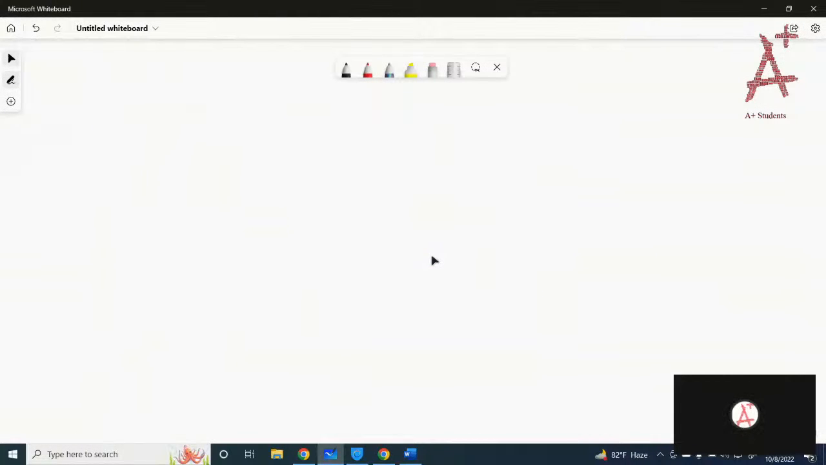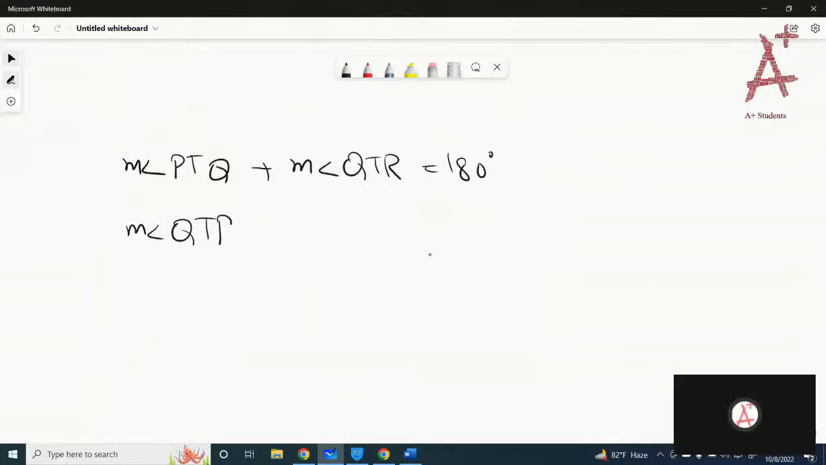Okay, so we are given measurement of angle PTQ plus measurement of angle QTR is 180 degrees, the very first line. Got it? And the reason is angles forming a linear pair sum to 180 degrees. And the second one is measurement of angle QTR plus measurement of angle RTS equals 180 degrees. So both of them equal 180 degrees. That means they are equal to each other, because they are both equal to 180 degrees.